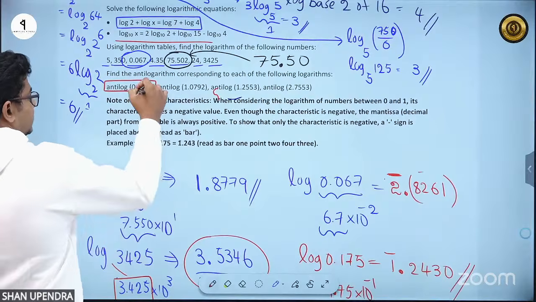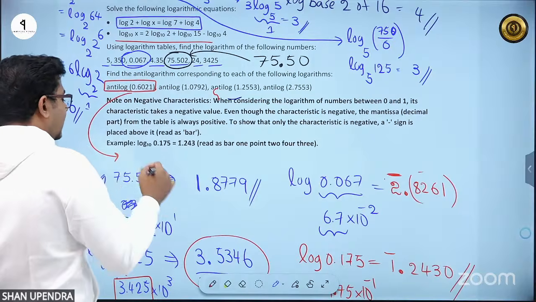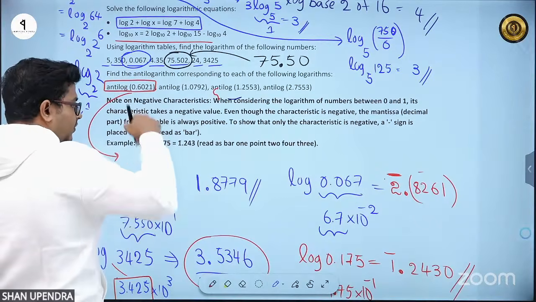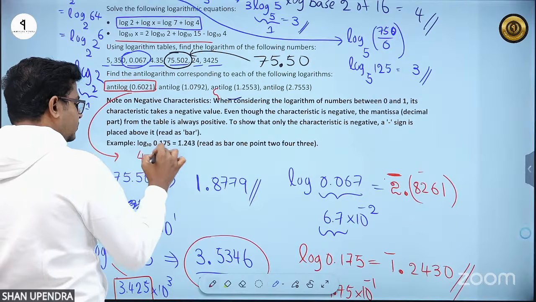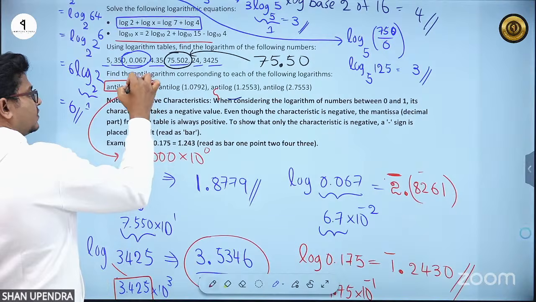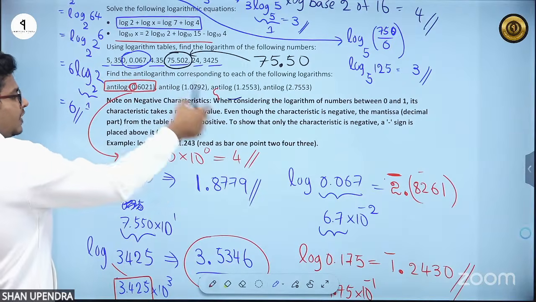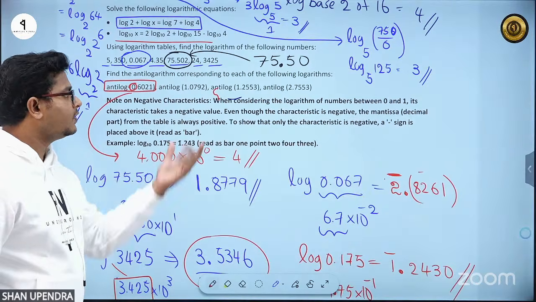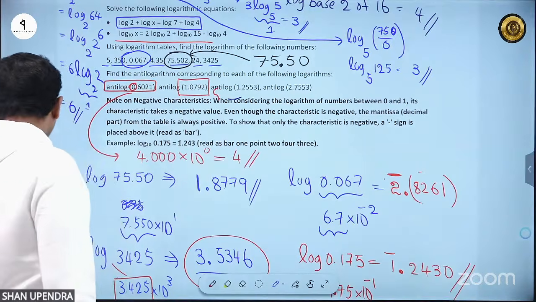The corresponding value for this one, you can refer to the table and identify 6021. Then the corresponding column and row, you can read the value as 4.000. Then this is 10 to the power 0. You can see here this is 0. 10 to the power 0 means the actual value is 4. So the antilog of this value is 4.